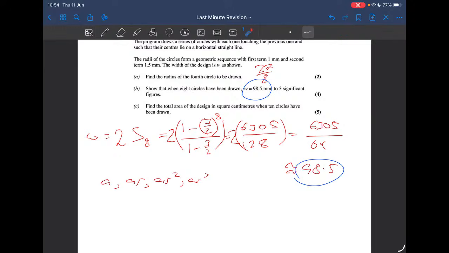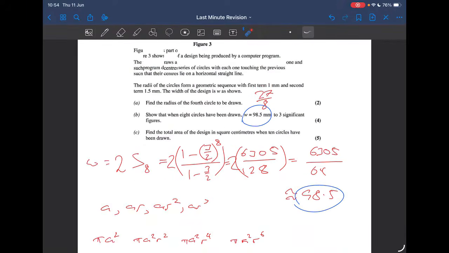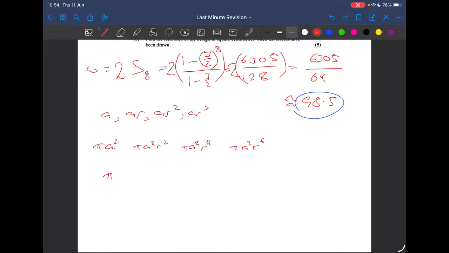So these bits are going to be the radius. So we have pi times all of those squared. So pi a squared, pi a squared r squared, pi a squared r to the 4, pi a squared r to the 6. So the original starting value is going to be a squared now. That's still 1. We take a pi out as well, yeah? So pi a squared at the front. And then it is 1 plus r squared plus r to the 4 plus r to the 6 plus and so on. This is good. So our common ratio of this sequence is just going to be r squared. So we want to have the sum of the first 10.